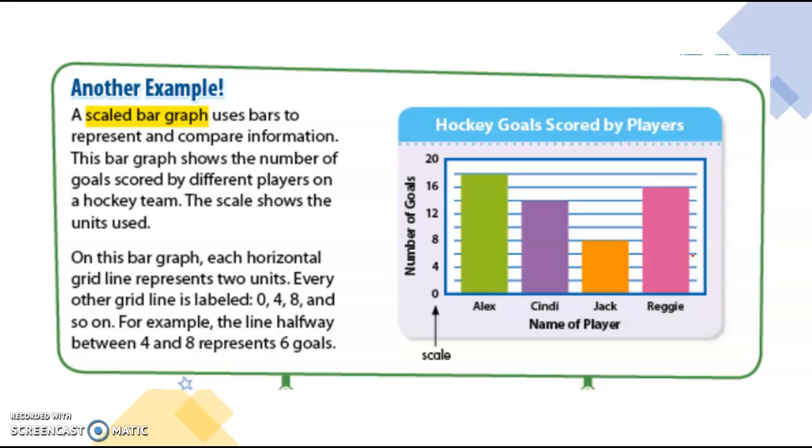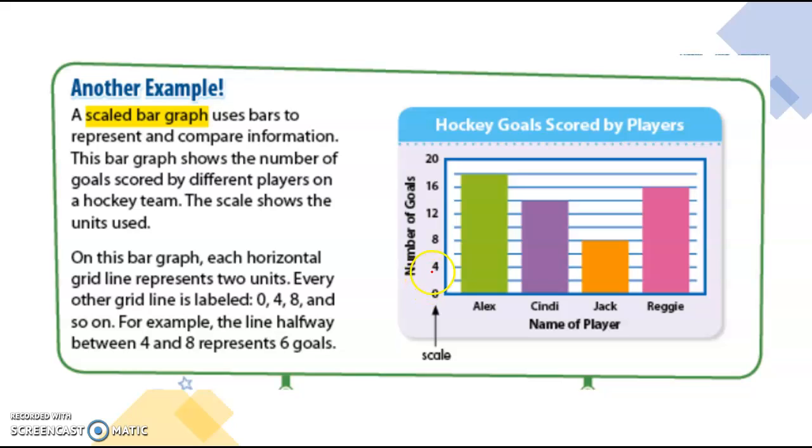On this bar graph, each horizontal grid line represents 2 units. Every other grid line is labeled 0, 4, 8, and so on. For example, the line halfway between 4 and 8 represents 6 goals. So what they're talking about is these numbers right here. This is your scale. So when we have a scale, it's kind of like a number line that goes up and down instead of left to right. And not every number has to be on the scale.